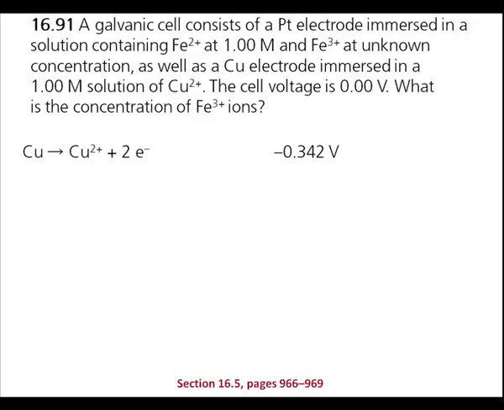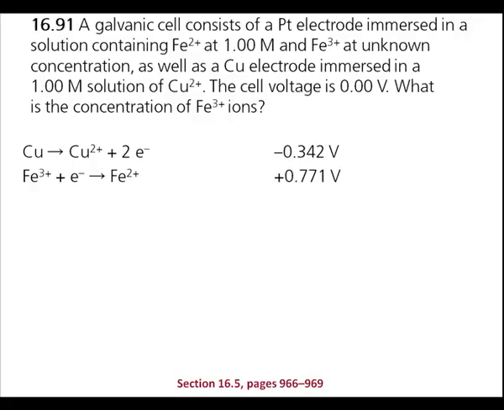I'm going to guess that copper is what's being oxidized. If we look in Appendix F, you can find the reduction of copper at plus 0.342 volts. Therefore, the oxidation would occur at minus 0.342 volts. If that's the oxidation reaction, then the reduction reaction must be from Fe3+ to Fe2+, and you'll find that in Appendix F at plus 0.771 volts.